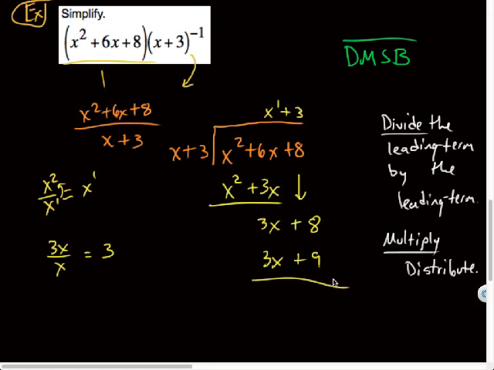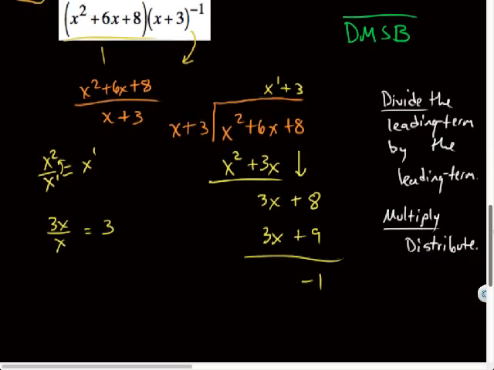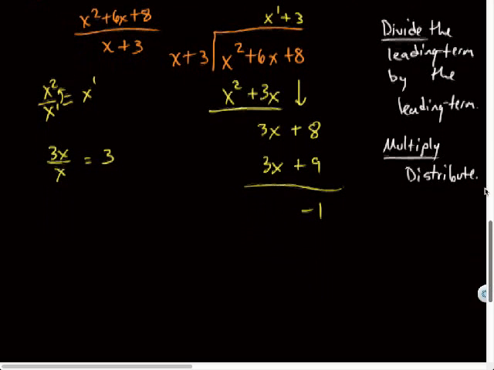Subtract. 3x minus 3x is 0. I don't have to write it. 8 minus 9. It's not adding, don't let that trick you. I'm on the subtract step now. 8 minus 9 is negative 1. It turns out negative 1 is my remainder. I know it's weird to have a negative remainder, but be cool. It works. So my answer is x plus 3 with a remainder of negative 1.